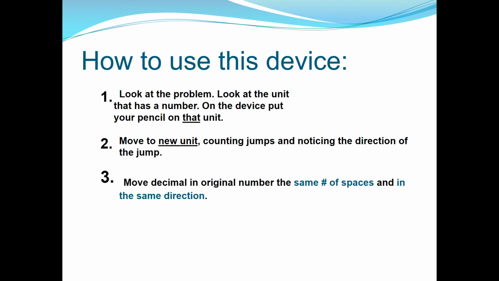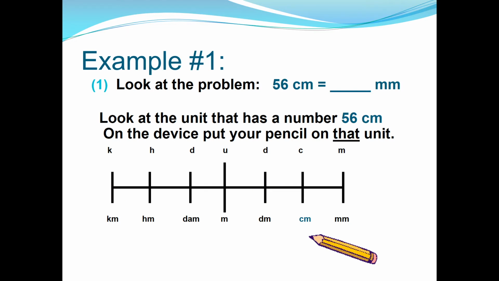So how you can use this device is look at the problem, look at the unit that has a number, put your pencil on that unit, and move over to your new unit, counting how many jumps it took, and noticing the direction of the jump. You will move the decimal in the original number the same number of spaces in the same direction. So looking at, for example, 56 centimeters, if you wanted to convert it into millimeters.